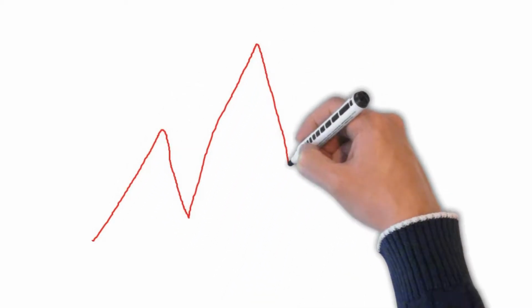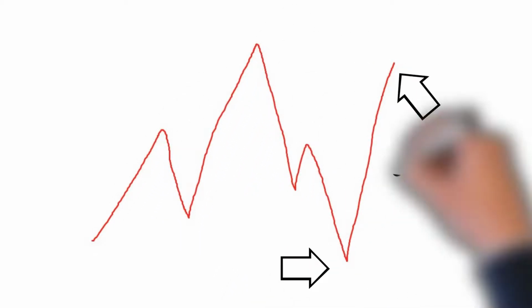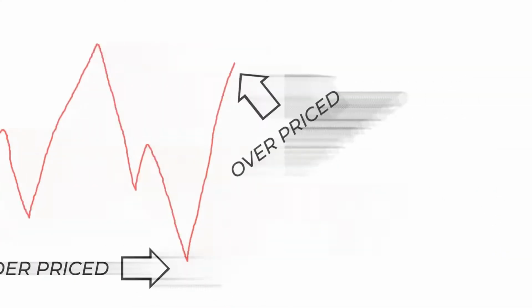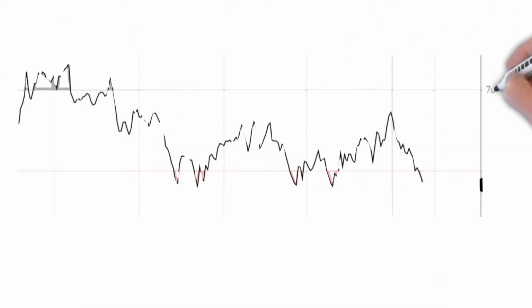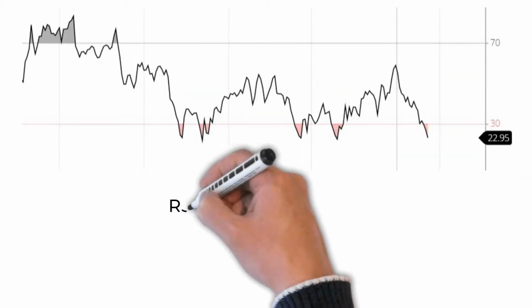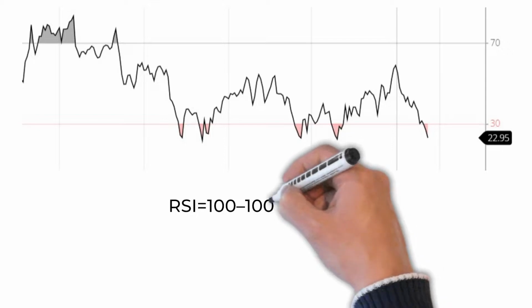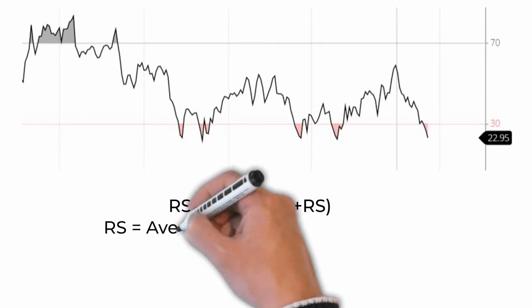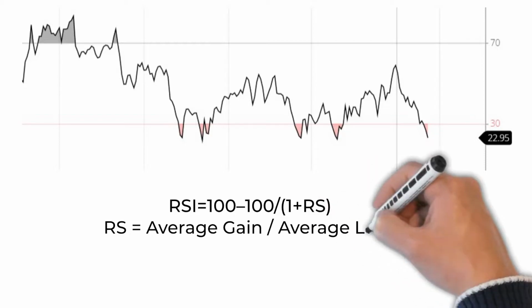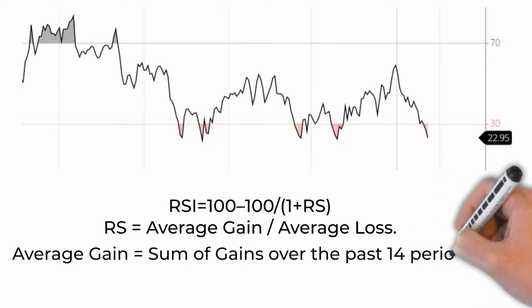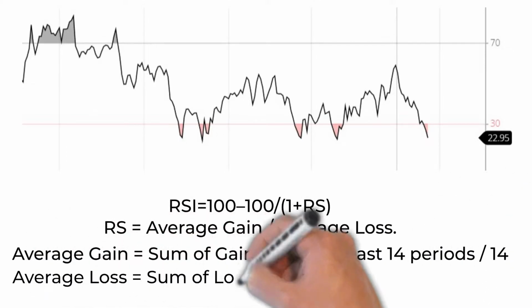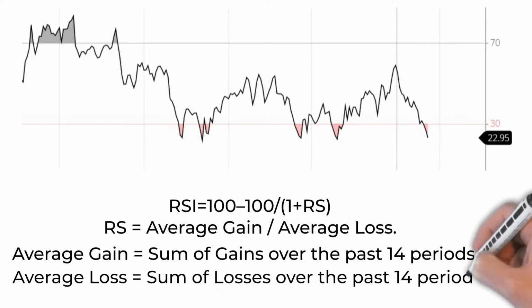RSI, Relative Strength Index, is the most popular trading indicator which indicates the strength of a stock movement, whether stocks are overpriced or underpriced. RSI oscillates between the value 0 and 100. Does RSI have a formula? Yes, this is the formula. Let me read it fast for you. RSI equals 100 minus 100 divided by 1 plus RS. RS equals average gain divided by average loss. Average gain equals sum of gains over the past 14 periods divided by 14. Average loss equals sum of losses over the past 14 periods divided by 14.